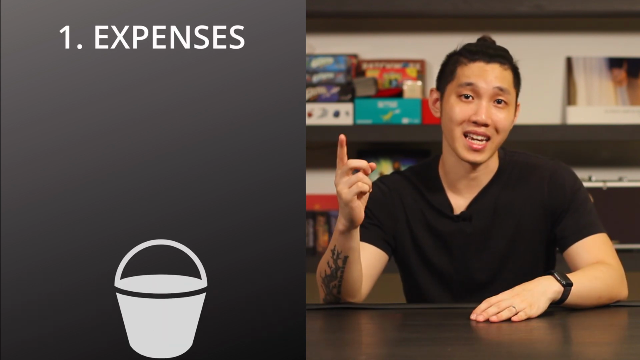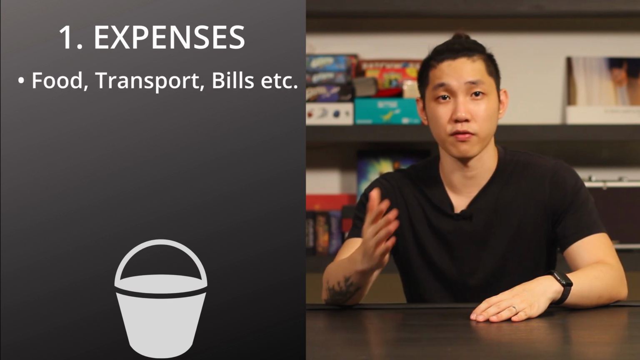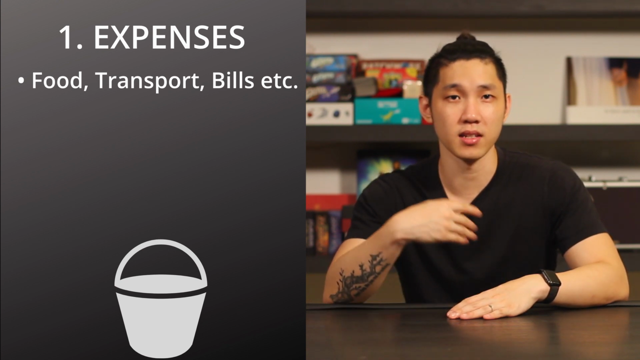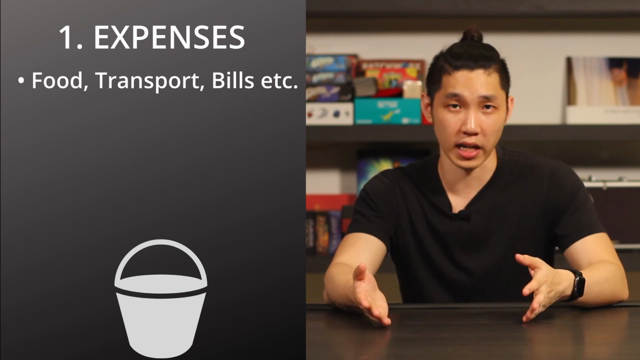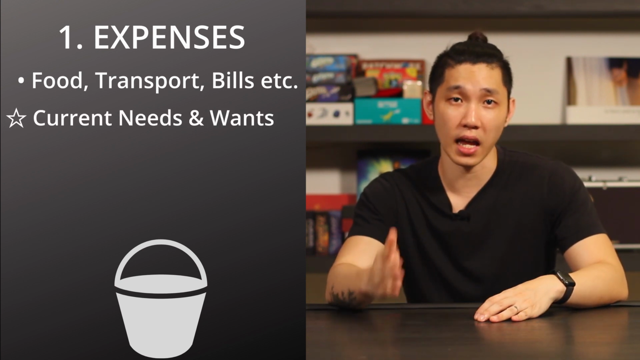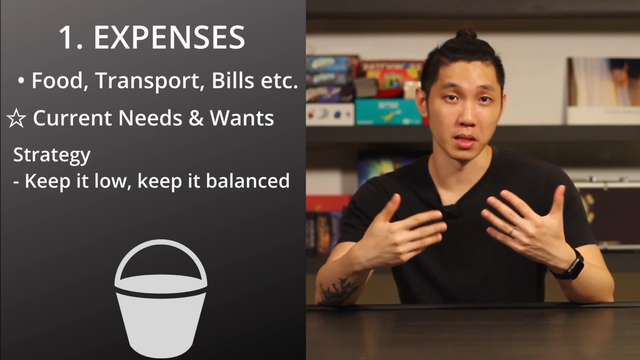The first bucket is expenses. Things commonly included in this bucket are daily needs such as food and transport. It also includes things like bills, taxes, insurance, debt, and credit cards. The purpose of this bucket is to meet your current personal needs and wants. For expenses, we want to keep it low but also keep it balanced.